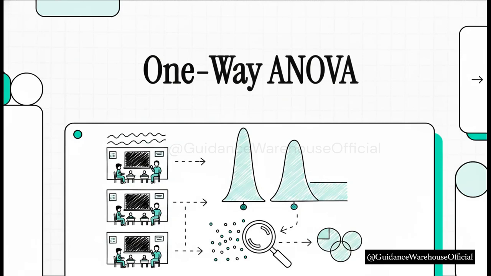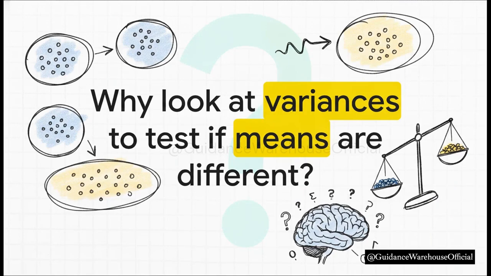Okay, imagine you've got three different classrooms, right? And you really want to know if their average test scores are actually genuinely different. Naturally, you'd probably just look at the averages, the means. Makes sense. But what if I told you that in statistics, to prove that means are different, we actually have to look at their variances? I know, it sounds completely backwards.